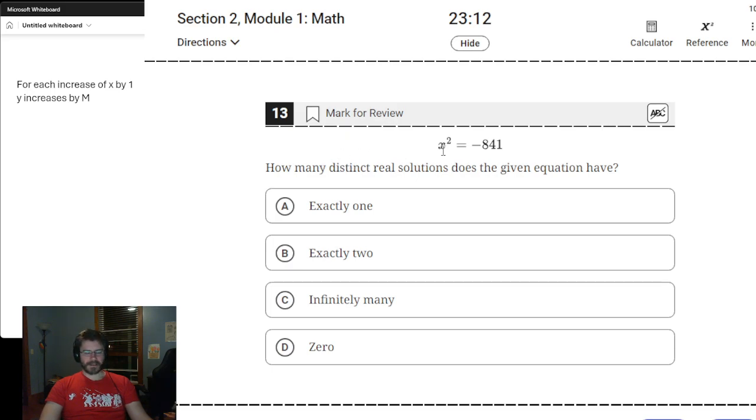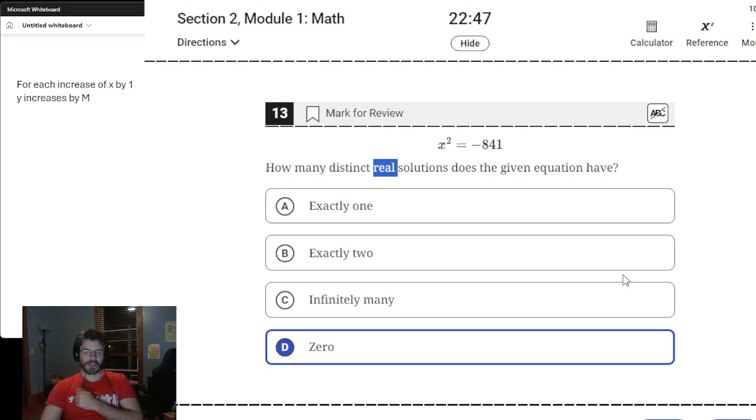Okay, we've got a quadratic this time, and they're not asking what the solution is. They're asking how many. So this is a quadratic. And you might initially think, oh, nothing squared can be negative, and that's true. So I'm going to immediately go with 0 here. You can't square root both sides on this one and get a real solution. You can get imaginaries, but that's not what they want. So I'm going to go with 0 and stick with it.